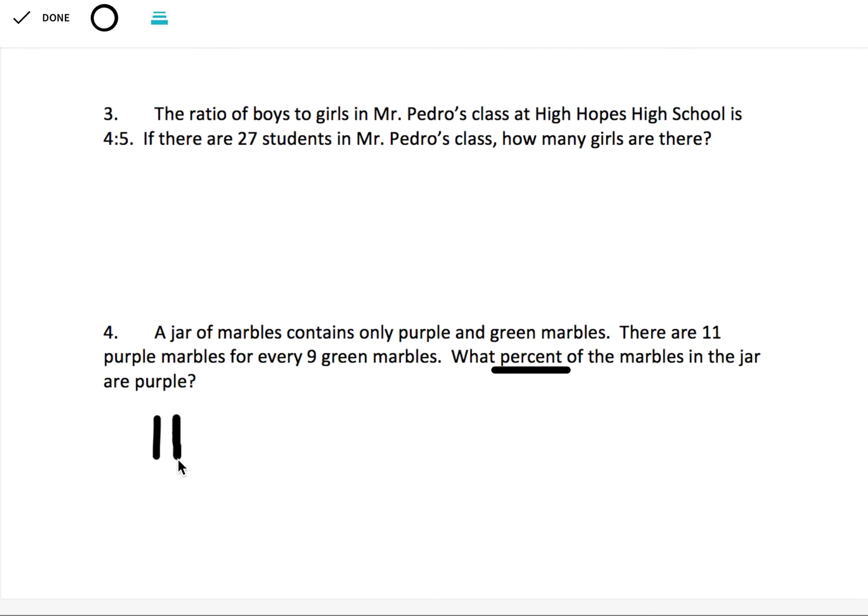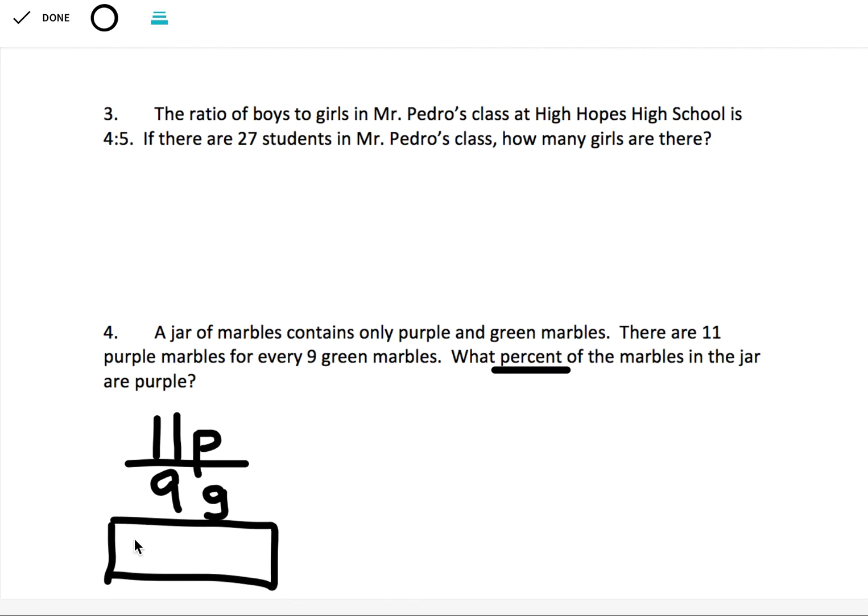So right there, I'm going to set that up as a ratio. 11 purple, 9 green, and then I'm going to remember to add those 2 pieces together to get 20. 20 total. What percent of the marbles in the jar are purple?